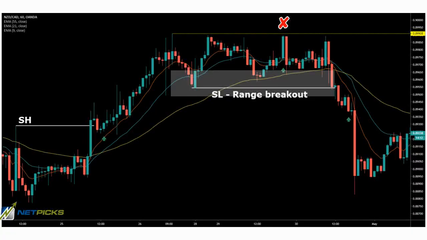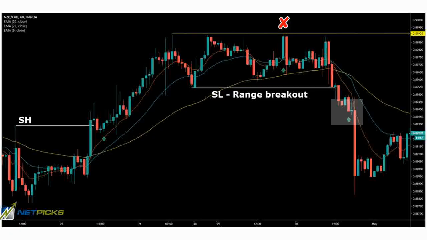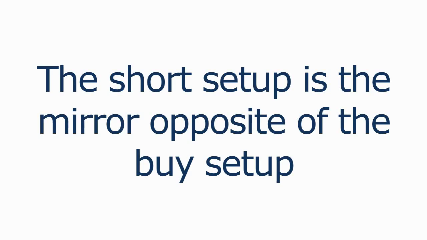For the short setup, we use the lowest swing low of the range as the area that needs to break to consider shorts. The 21 EMA has crossed the 9 and crossed the 55 EMA, which sets up our short: the close of the candlestick that forced the moving average crossover. Now the short setup is just the mirror opposite of the buy setup, and they share the exact same vital variable, where we need to see a pivot high or low broken before taking the trade.